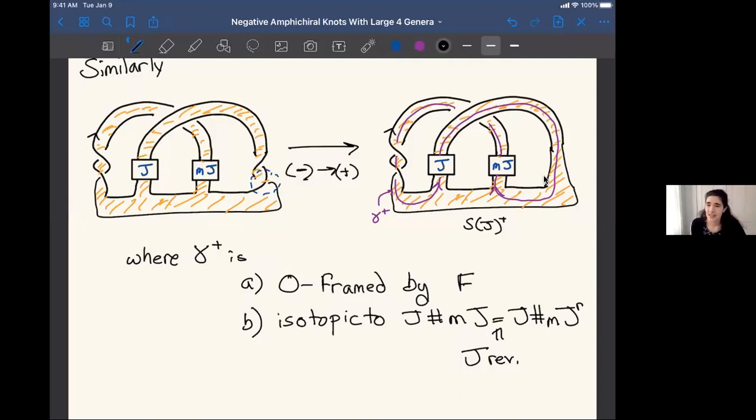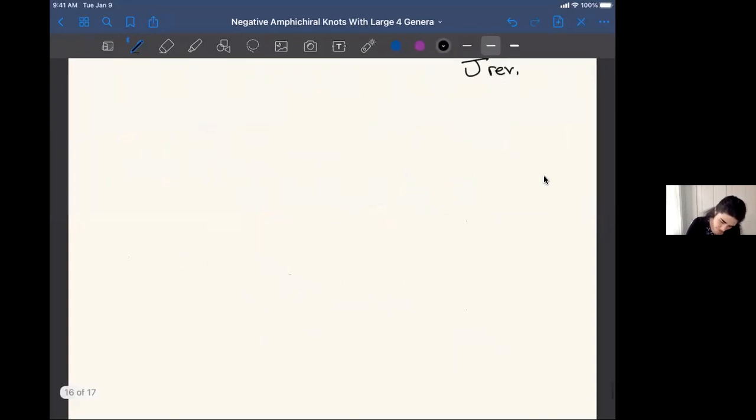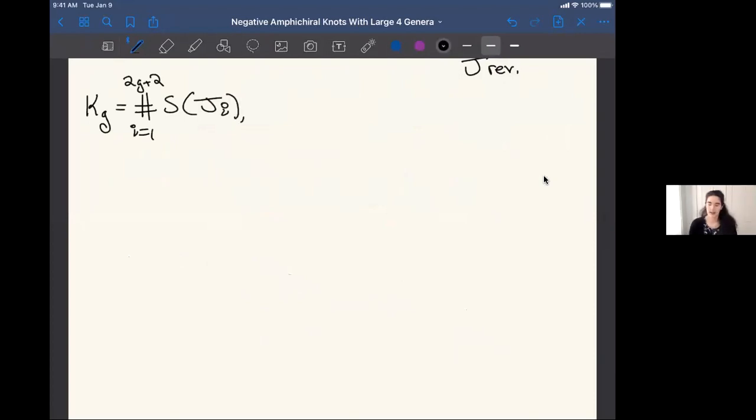Okay, then I'll spend my last few minutes saying a little bit more. As I mentioned before, we're going to take K_g to be the connected sum from i equals 1 to 2g plus 2 of S of J_i, where J_i is chosen in a particular way.